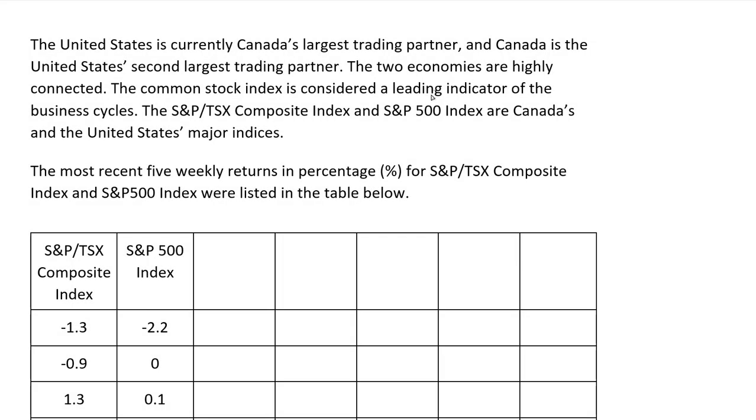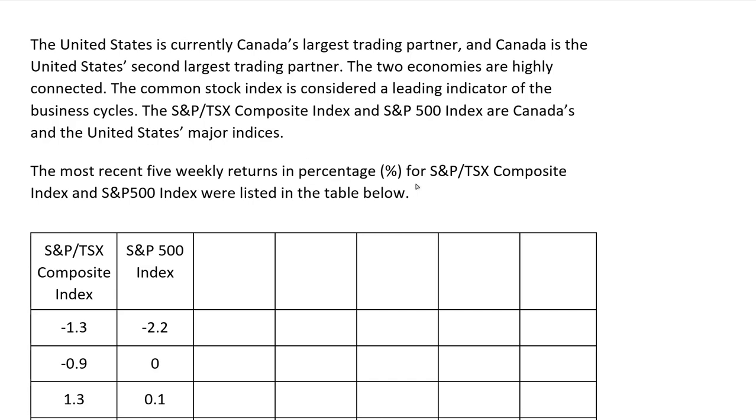The United States is currently Canada's largest trading partner, and Canada is the United States' second largest trading partner. The two economies are highly connected. The common stock index is considered a leading indicator of the business cycles. The S&P TSX Composite Index and the S&P 500 Index are Canada's and the United States' major indices.